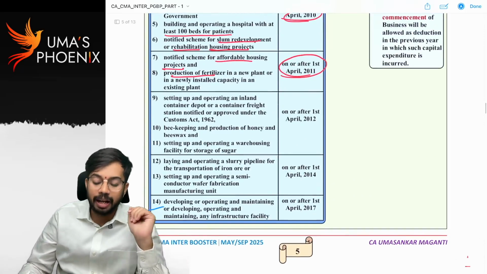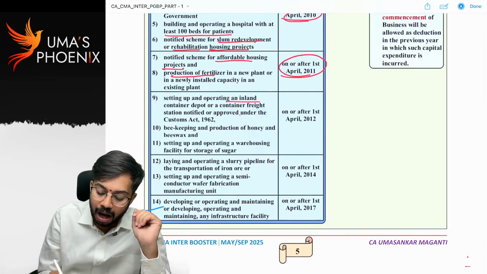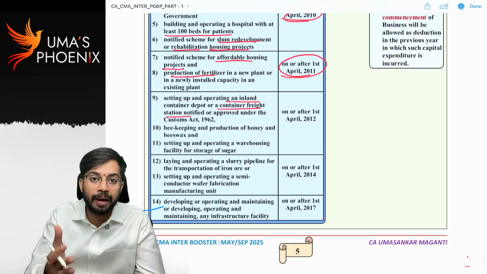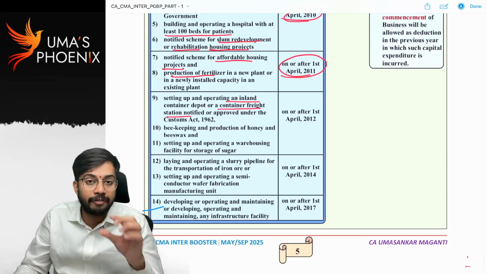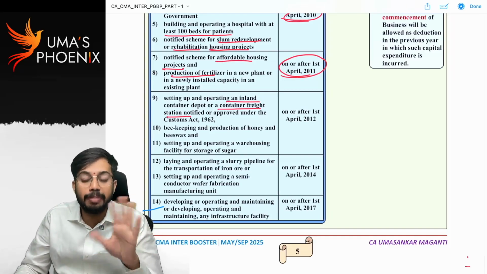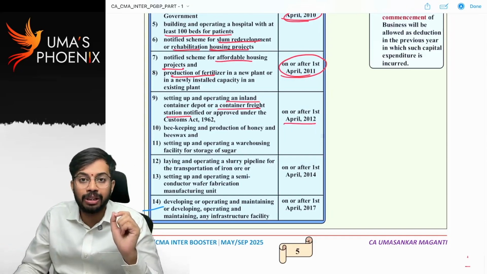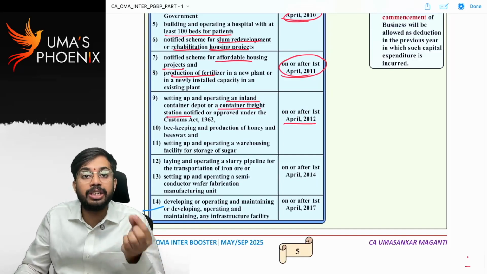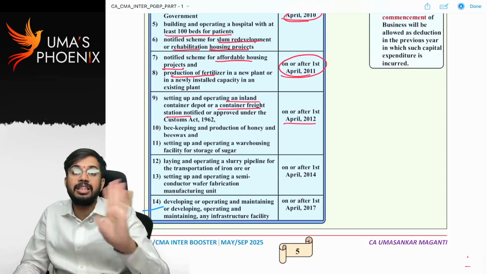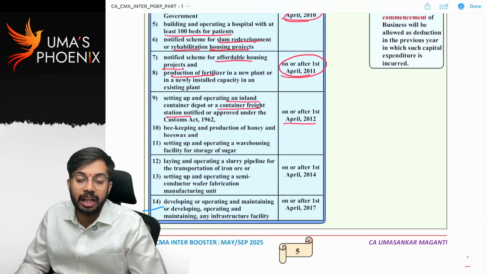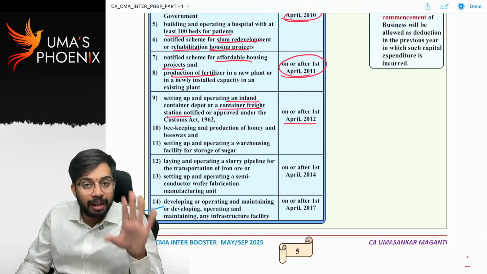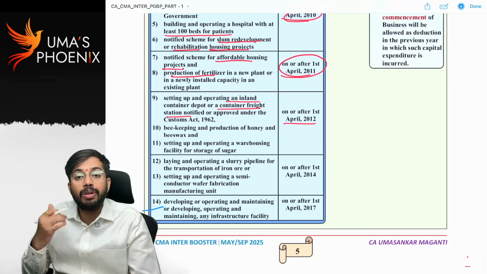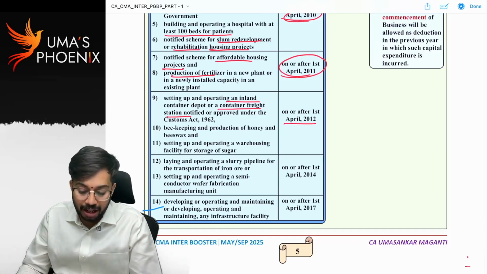Next, those who are engaged in inland container depot and container freight station. That means they will set up and also operate an inland container depot and container freight station. In that business, if it is started on or after 1st April 2012, then that inland container depot or container freight station business is also eligible for deduction under section 35AD. What is the advantage? If it is classified as specified business, then whatever expenditure is incurred, both revenue and capital expenditure, is allowed as deduction.